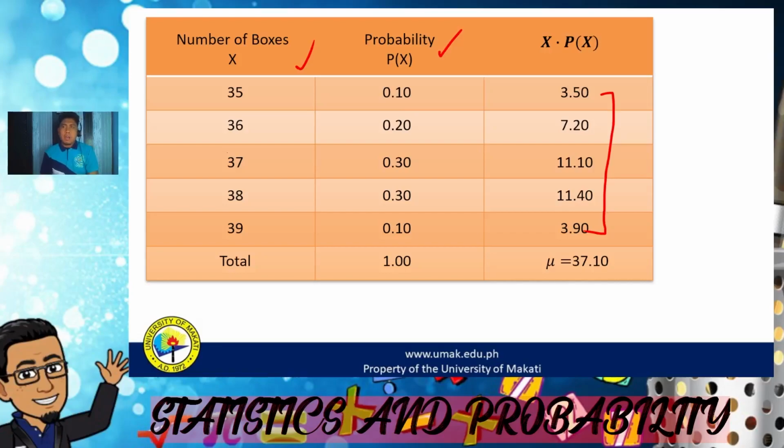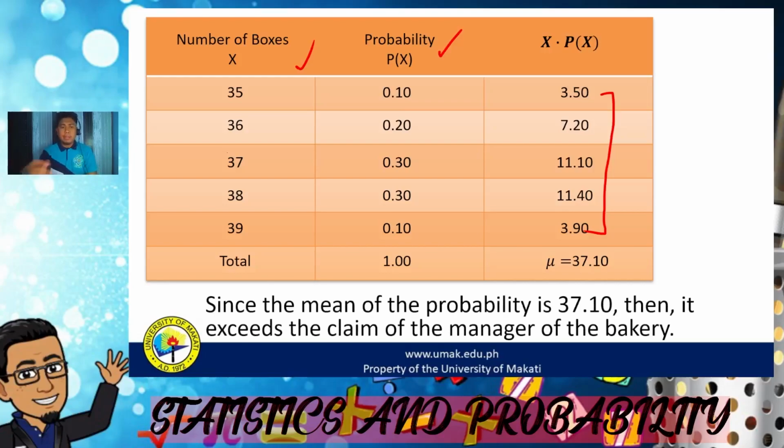Now, so ang hypothesis is 35 but we computed 37. So how are we going to interpret that? Pwede nyo sabihin, since the mean of the probability is 37.10, then it exceeds the claim of the manager of the bakery. Okay, so that's how you interpret or do when it comes to a word problem having a hypothesis or a claim. You can compare how we interpret the first example for mean and the second example for mean. The first example has no claim. The second example has a claim. So that's how we interpret a problem without a claim and with a claim.